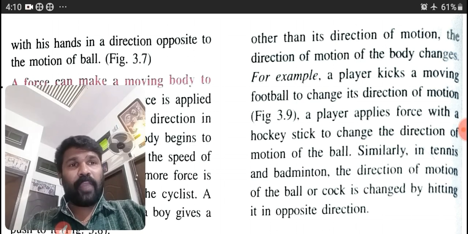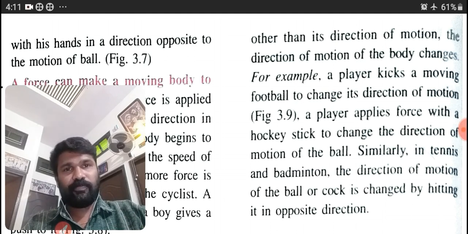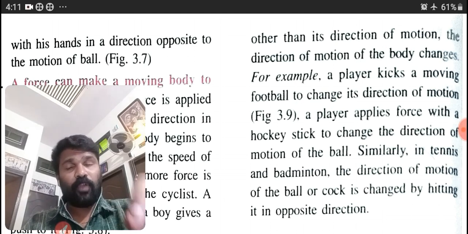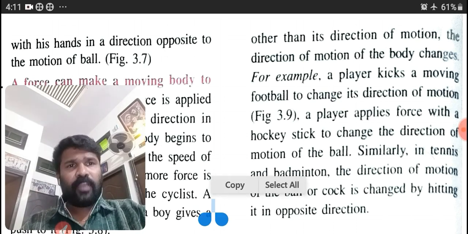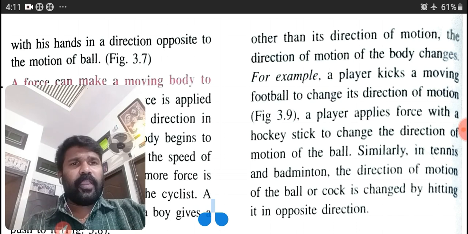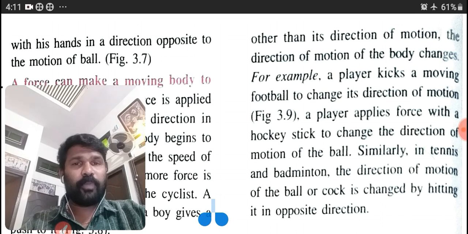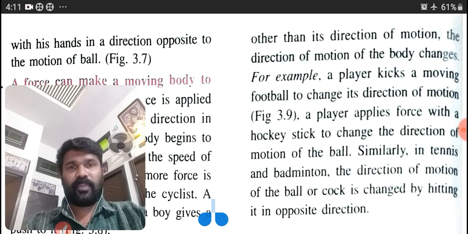A hockey player applies force with a hockey stick to change the direction of motion of the ball. Similarly, in tennis and badminton, the direction of motion of the ball or cork is changed by hitting it in the opposite direction. Clear? Badminton, we know how badminton is played.